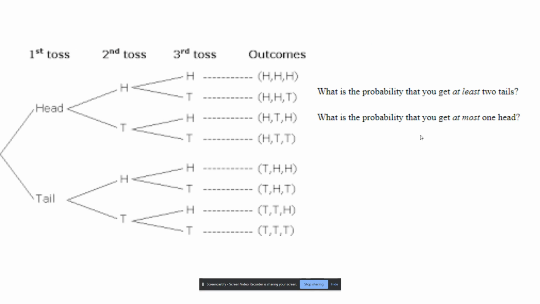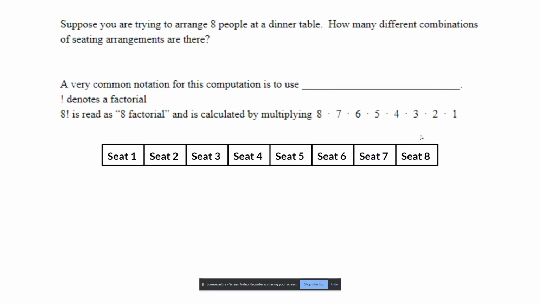What is the probability that you get at least 2 tails? There are 4 that have at least 2 tails, so that's 4 out of 8, or 0.5 probability. What is the probability that you get at most 1 head? Again, there are 4 of those. At most 1 head would be 4 out of 8, so another 0.5 probability.